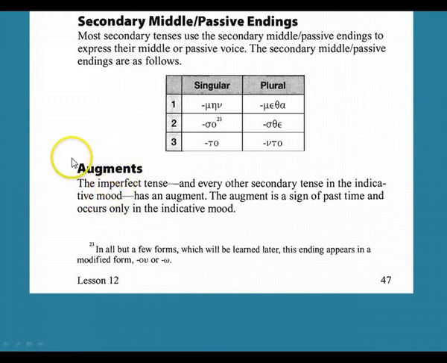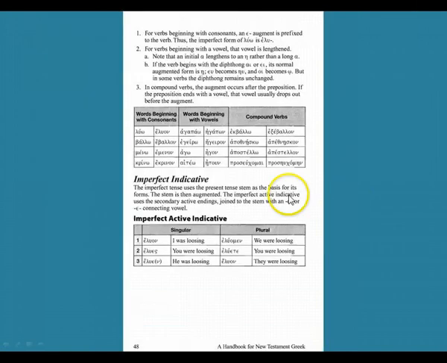Coming back to page 47 at the bottom, we have a section on augments. The imperfect tense and every other secondary tense in the indicative mood has an augment. The augment is a sign of past time and occurs only in the indicative mood. Okay, that's crucial. You need to know that the augment is a sign of past time.